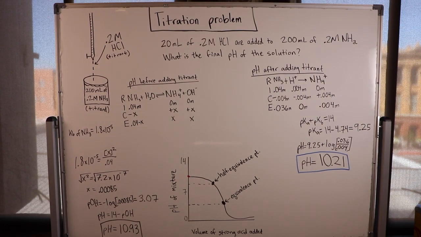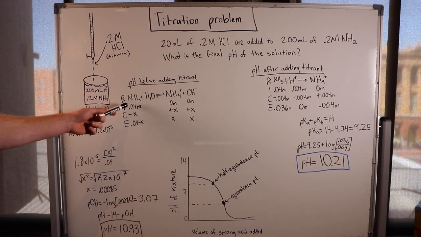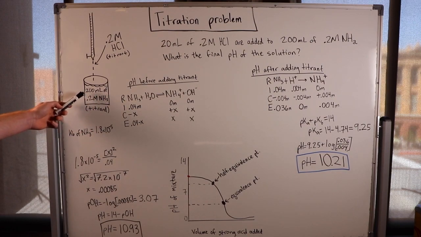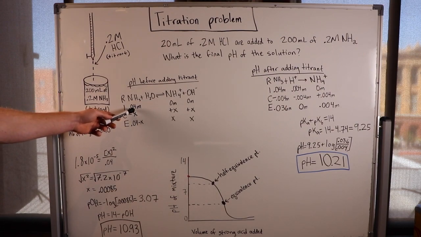So in order to do this, we will set up a simple rice table for adding NH3 into an aqueous solution. And we know we started with 0.04 moles of NH3 because 0.2 molar times 0.2 liters is 0.04 moles.